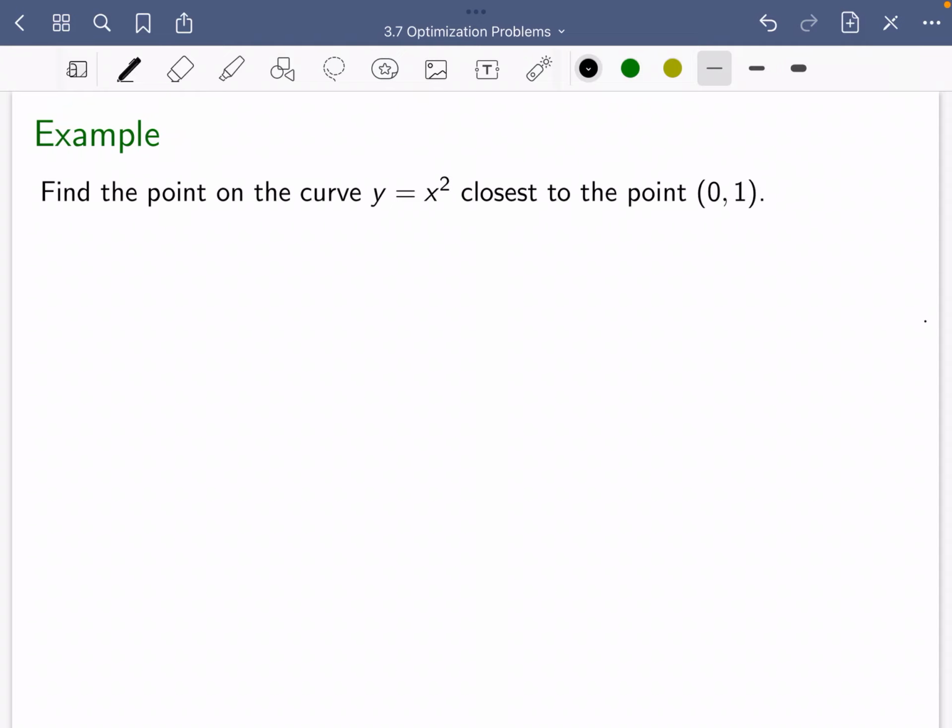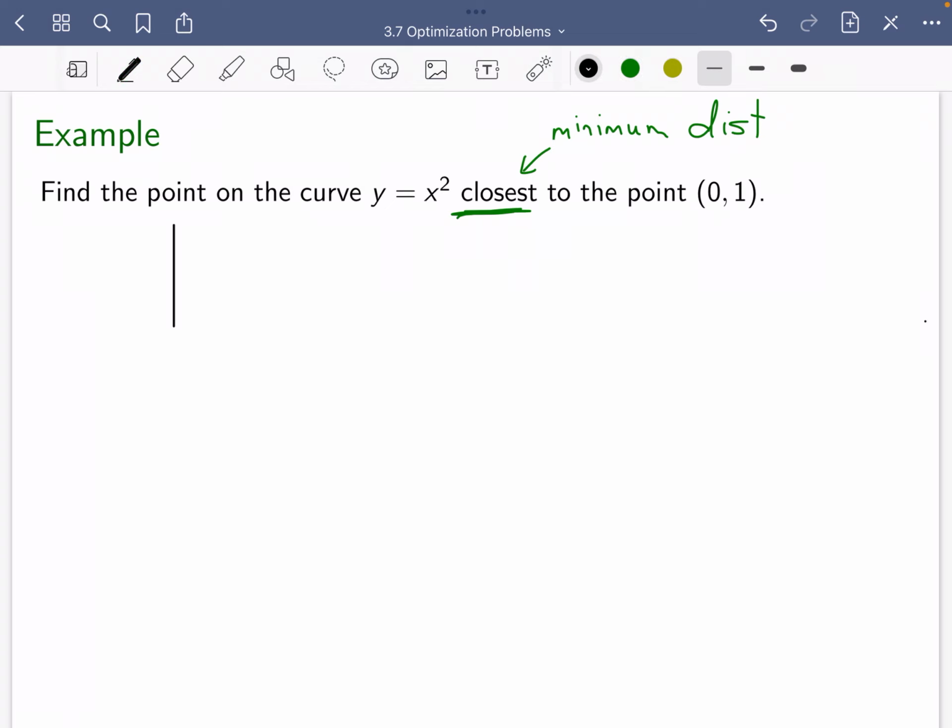In this video, we are going to look at another optimization problem. Here we want to find the point on the curve y equals x squared that is closest to the point (0, 1). Now, this one doesn't say explicitly the maximum or minimum, but it is saying that in different words. When we read the word closest, we want to find the point that has the minimum distance. And so the point on the curve with the minimum distance to the point (0, 1).